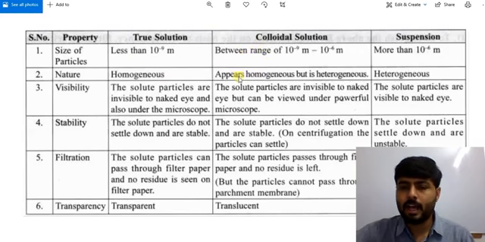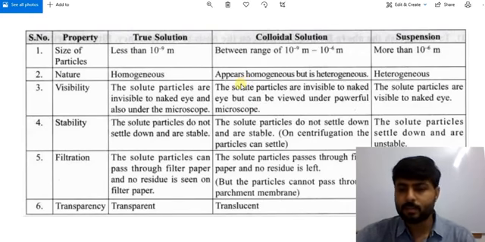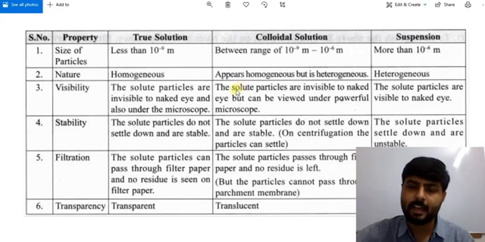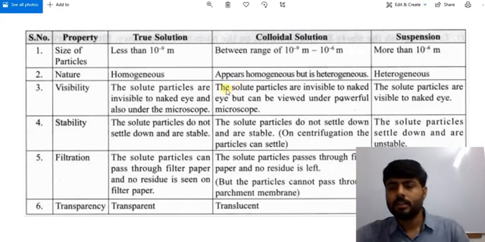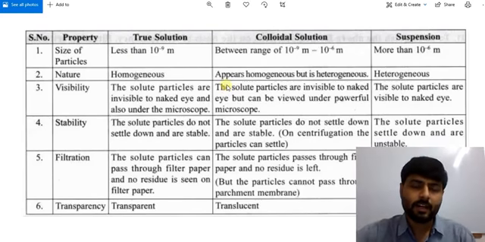Colloidal solutions appear homogeneous, but actually they are heterogeneous. Suspension is clearly heterogeneous. So you can remember: homogeneous, heterogeneous, heterogeneous. That is about the nature of solution.